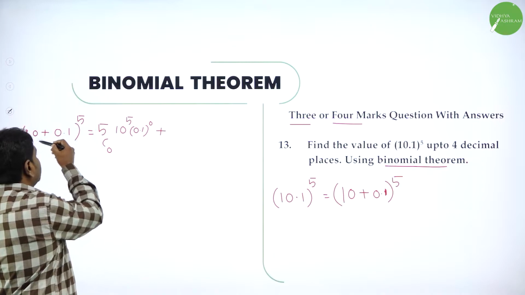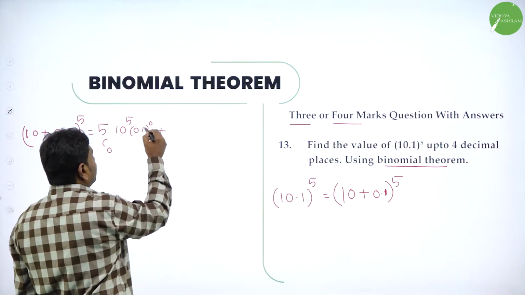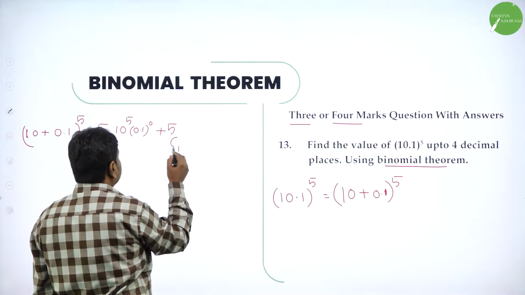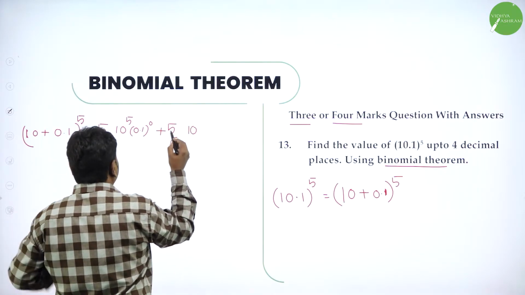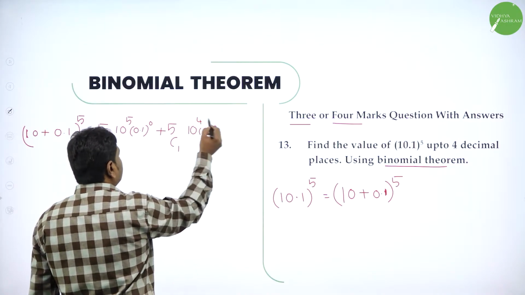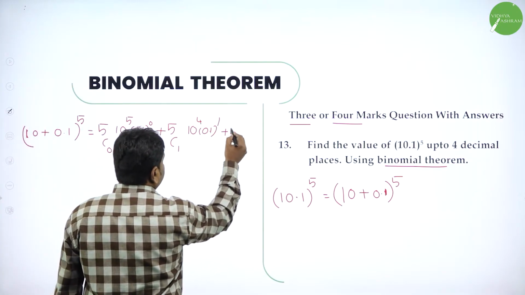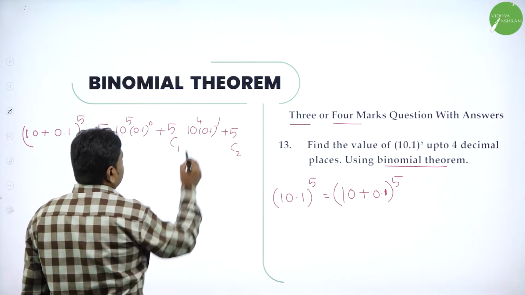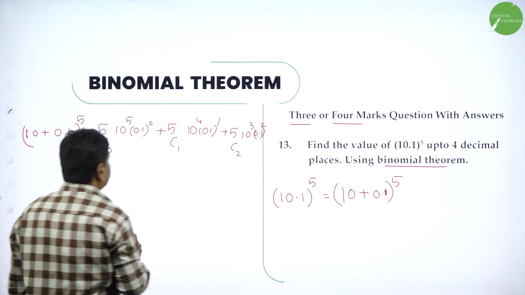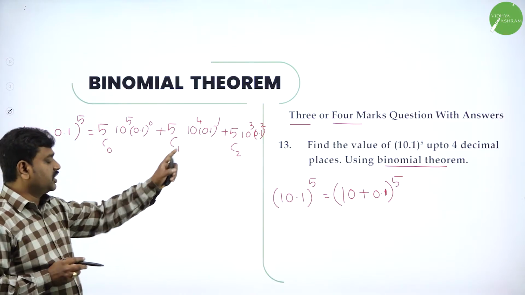And first term is 10, 10 power n means 5, 10 power 5 decreases. And 0.1 power 0, it increases. So 5c0, then we'll have 5c1, then first term is 10, power, earlier we had 5, it decreases by 1, and 0.1, earlier power 0, now it will become power 1, then 5c2, first term 10, power 3, and 0.1 power 2. First term power decreases, second term power increases, and 5c0, 5c1, it goes on increasing.